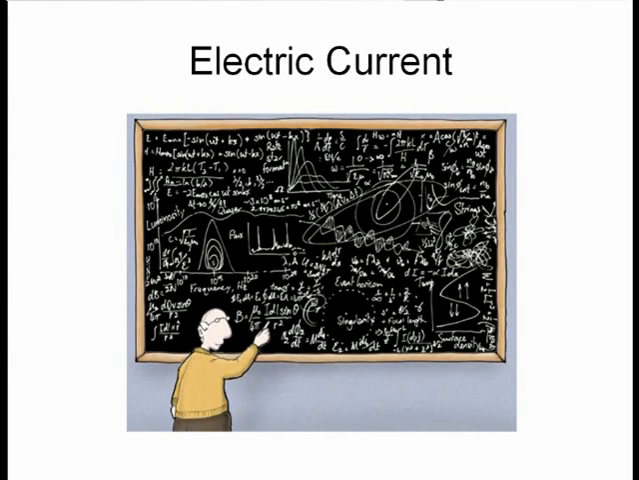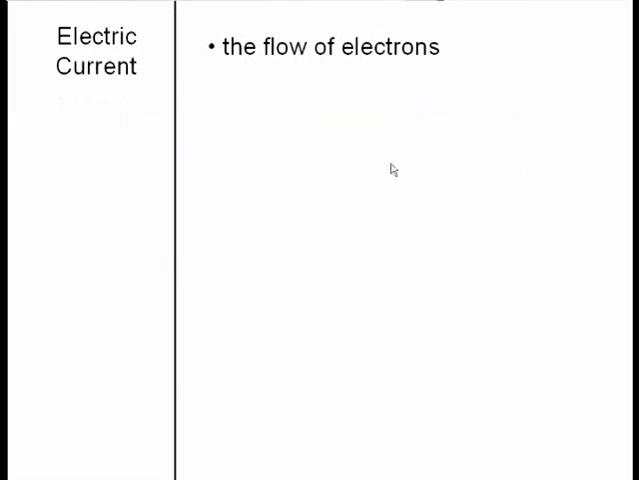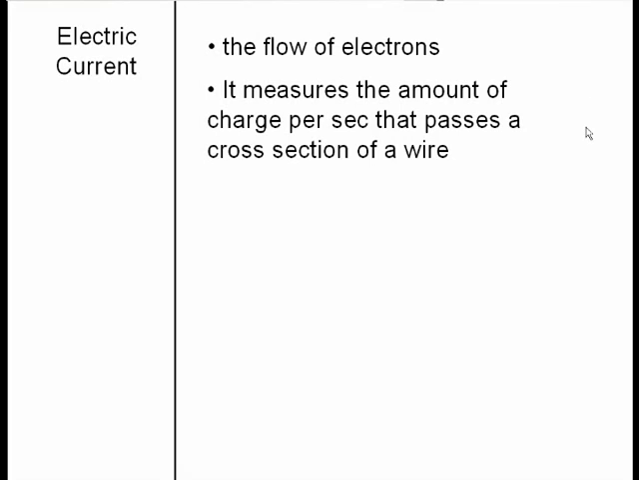Electric current. So last time we were looking at static electricity. Static means not moving. In electric current, the electrons are moving. So we're going to define electric current as a flow of electrons. Electric current measures the amount of charge per second that passes a cross-section of wire.